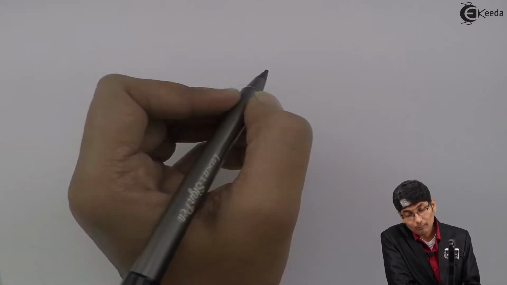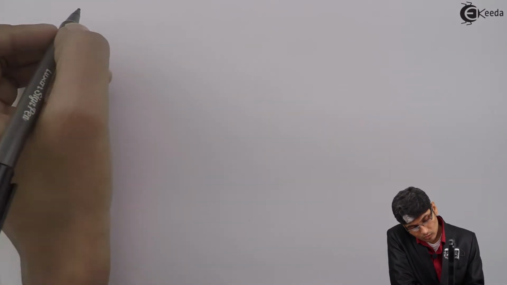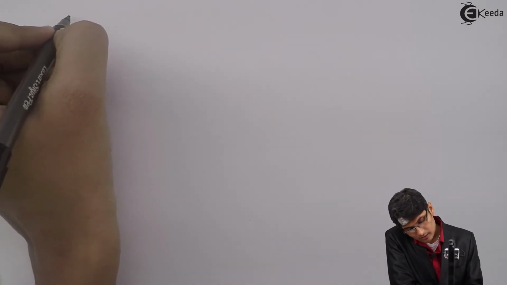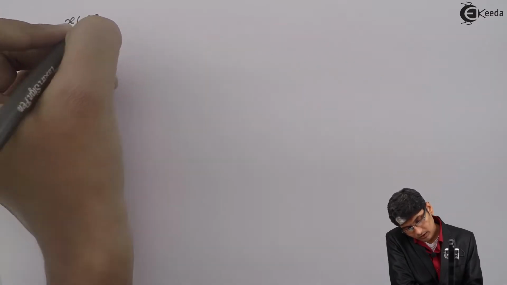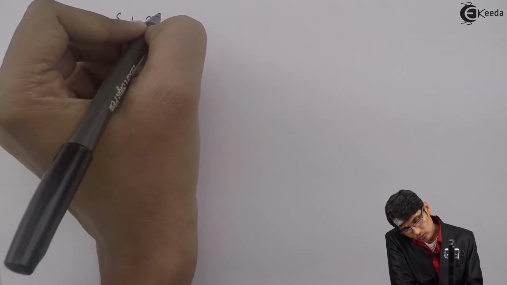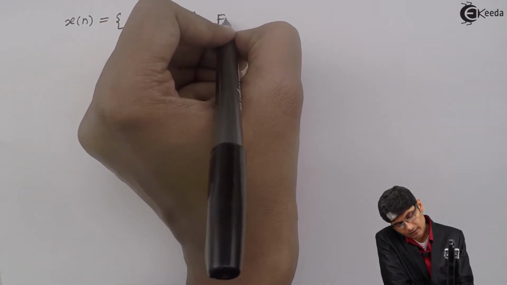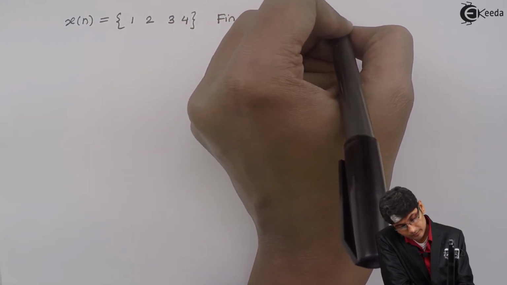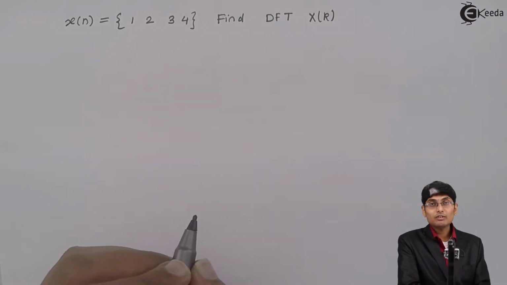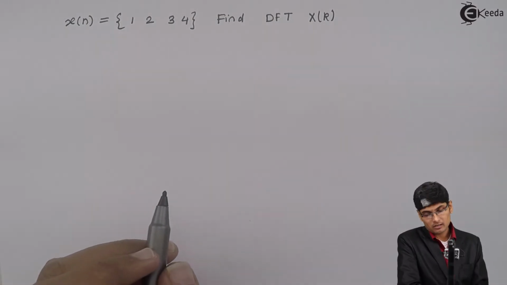Hello friends, so today we are going to see a problem based on the properties of DFT. The problem says that if x of n is given to me, which is 1, 2, 3, 4, then find the DFT and get x of k. So we will use the basic formula of DFT and we will find the x of k in this case.